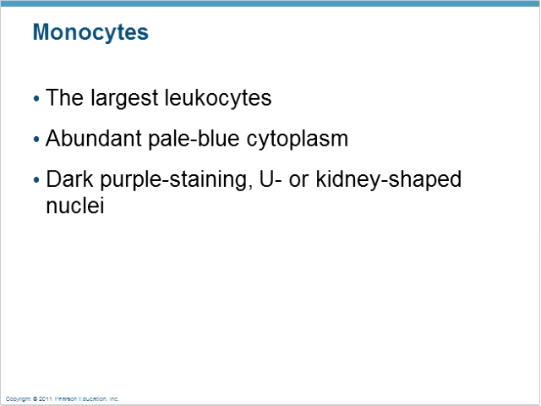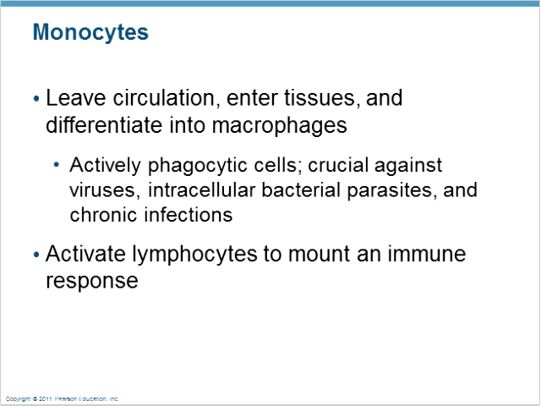The monocytes are the largest leukocytes circulating in our system. They have a very abundant pale blue cytoplasm. They have a dark purple staining U or kidney-shaped nucleus. The monocytes can leave the circulation into the tissues, and they can differentiate into macrophages. So macrophages and monocytes are the same thing. A monocyte is what we call the cell in the bloodstream. A macrophage is what we call it in tissue.